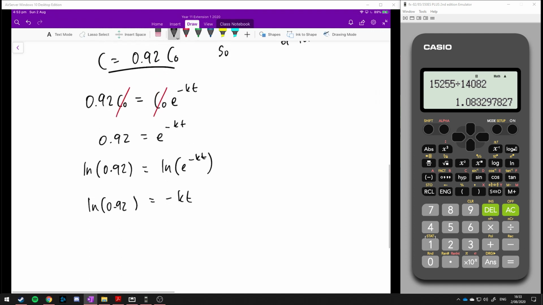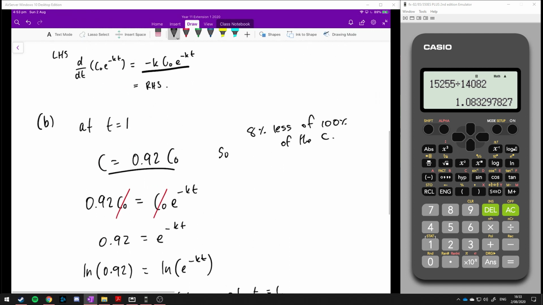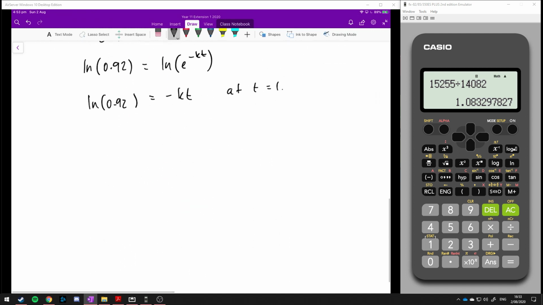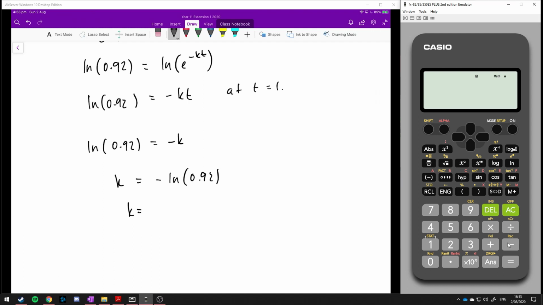Now remember, we want t equal to 1, because this is our first point that we've checked. So at t equal to 1, we get log of 0.92 is equal to minus k, so k is equal to minus log of 0.92. And that gives us, to 4 significant figures, 0.08338. So that's our value for k.